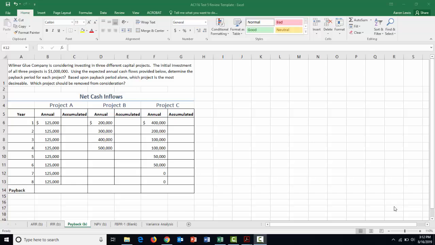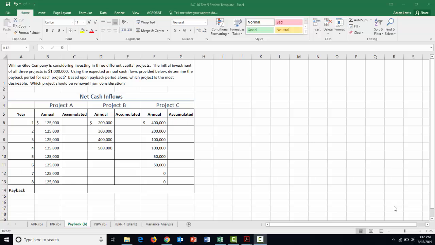Next important concept in managerial decision making is payback period, which is essentially how long it takes your company to get its initial investment back on anything it chooses to invest in. So in this case, we have Wilmer Glue Company, and they are considering investing in 3 different capital projects.